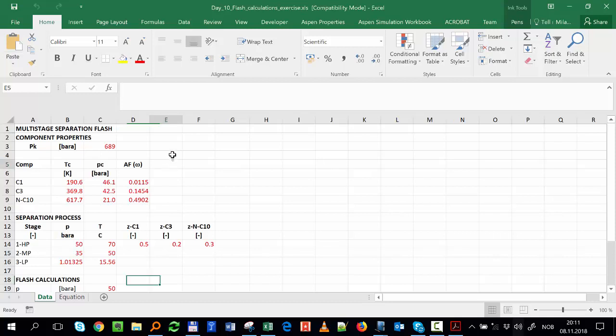Okay, so first look at the top part. We have the convergence pressure, and then we have the critical properties and the eccentric factor. That's to calculate what? The K, right? This Wilson correlation.